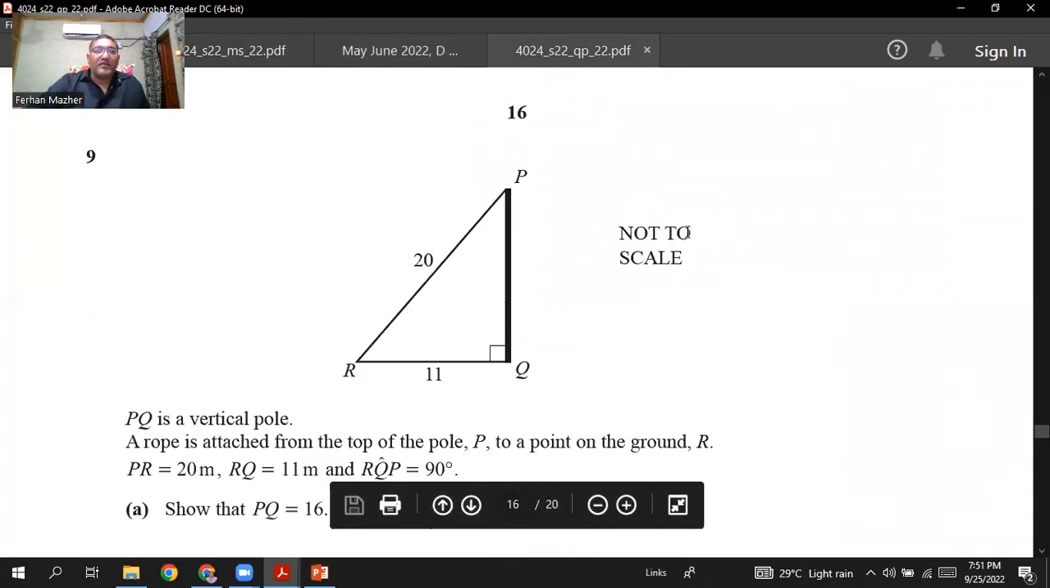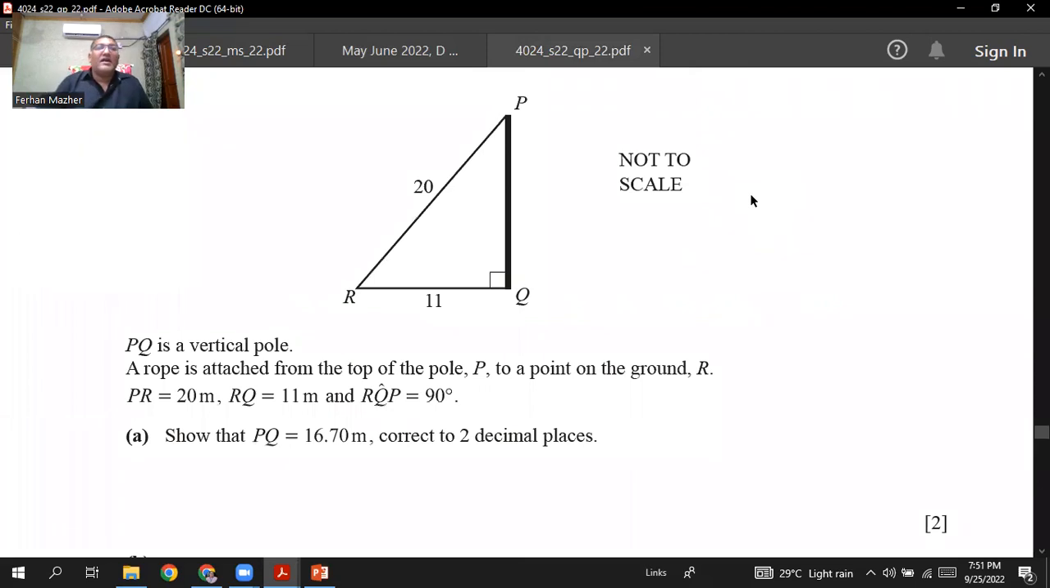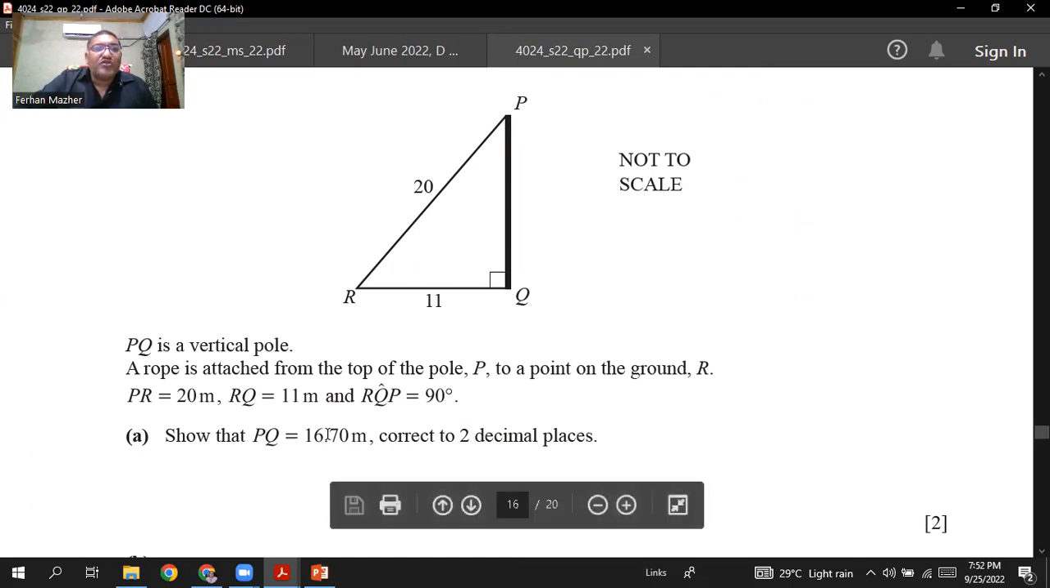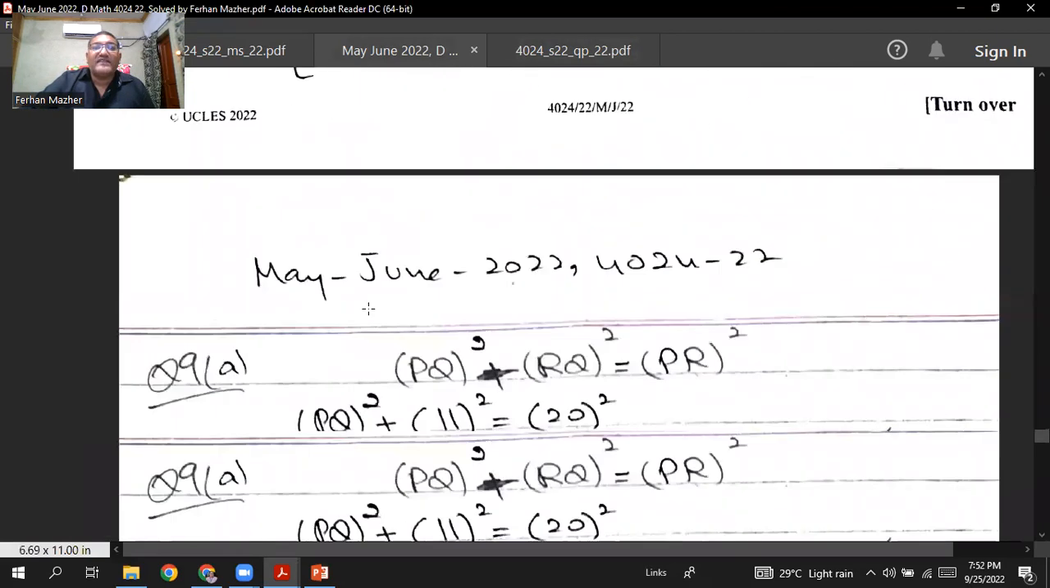Okay, so he says question number 9, PQ is a vertical pole. A rope is attached from the top of the pole P to a point on the ground R. PR is 20 meter, the RQ is 11 meter, and the angle RQP is 90 degrees. Show that the PQ is 16.7 meter, correct to 2 decimal places. Okay, so the two sides are given. The PQ we have to show is this much. So I will apply the Pythagoras and I can show it very easily.